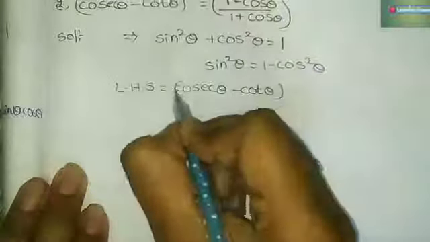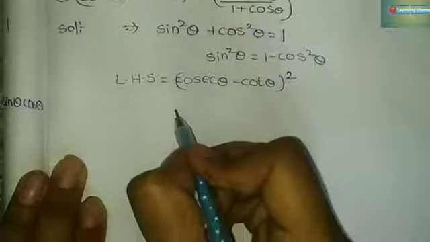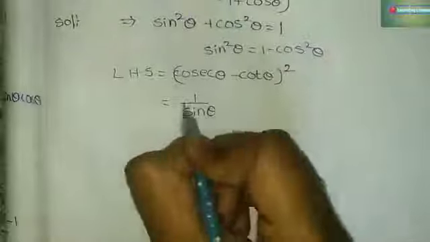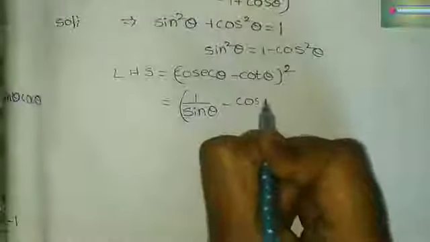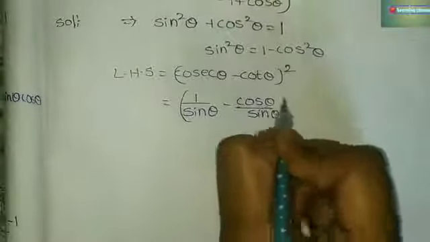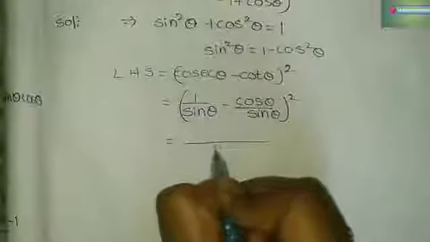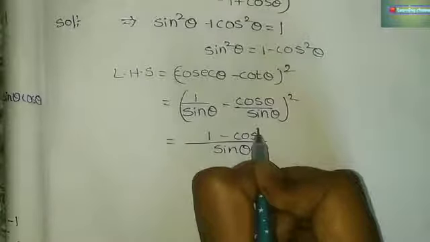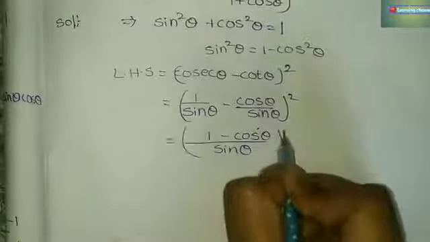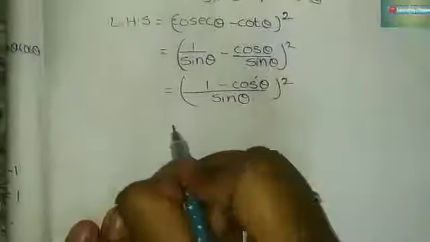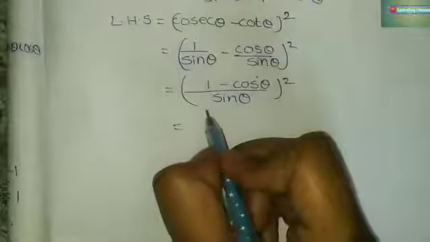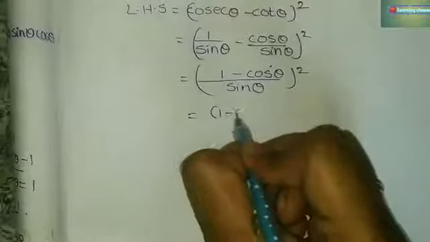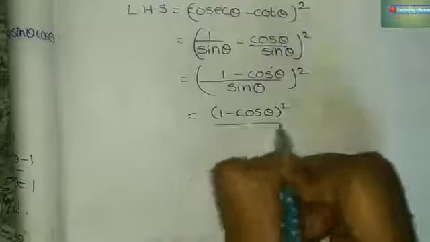In second question, they asked us to show that cosecant theta minus cot theta whole square is equal to 1 minus cos theta by 1 plus cos theta. For this, we have to use the first identity, sin square theta plus cos square theta is equal to 1. And from this, we can write 1 minus cos square theta. Let us take the LHS part.